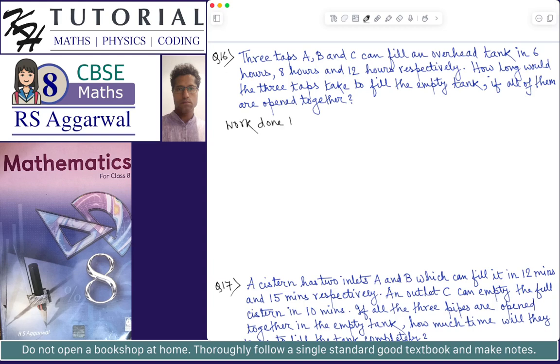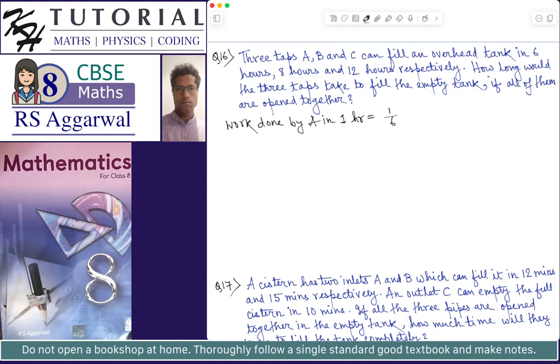So work done by A in 1 hour is equal to 1 by 6, since it is given that in 6 hours, tap A alone can fill the tank, that is, it can completely fill the empty tank in 6 hours. So the work done in 1 hour by tap A will be 1 by 6, and it will be positive because tap A is filling the tank. It is not emptying the tank.